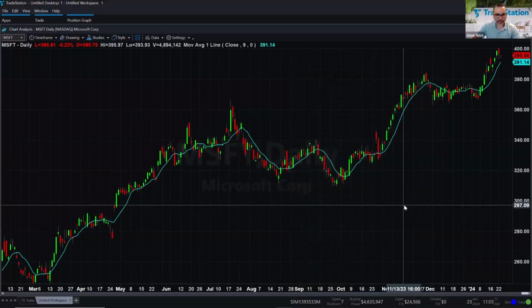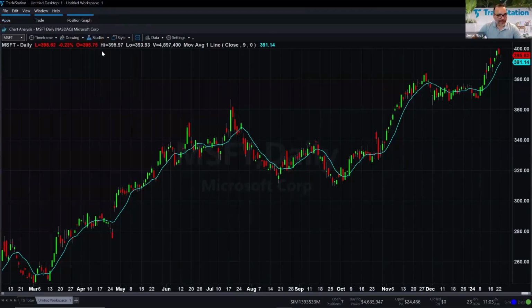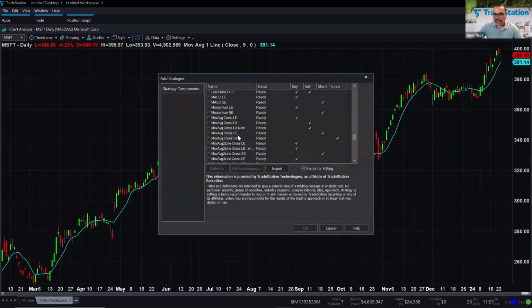Okay, so the line is there, and we're going to couple this with a strategy that is also built in to TradeStation, which is the moving average cross. So studies, add strategy, and we have multiple moving average cross strategies. I am going to use the LE, which is the long entry side of the strategy. I'm going to hold down my control key, and click on the SE of that strategy, which is the short entry. If you have two entries that are opposites, in this case a long entry and a short entry, what the strategy does is reverse one position to establish the other.